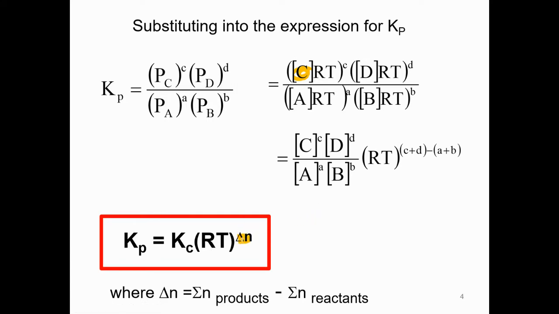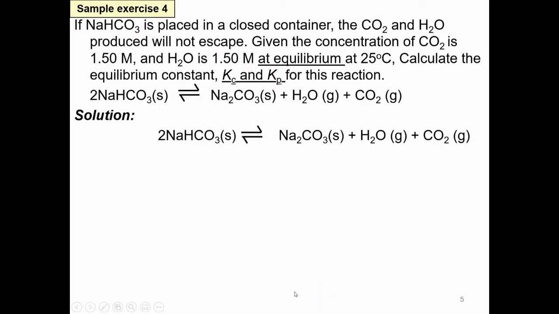Okay, this is the change of mole. Okay, what does it mean? It means the total number of moles of products minus the total moles of reactants. Now let us look at one example to understand better, to use the Kp and Kc to solve equilibrium problems.